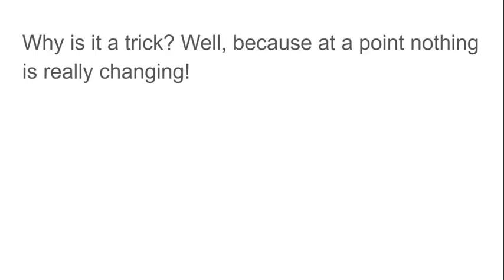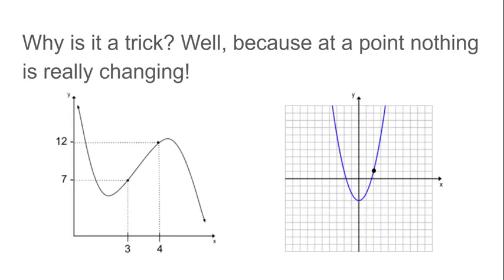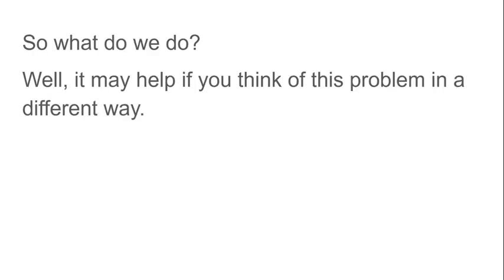Why is it a trick question? Well, because at a point nothing is really changing. If I have two graphs and I were to pick any point on the graph, I'm not going up, I'm not going down, I'm just sort of stationary. So what can we do?